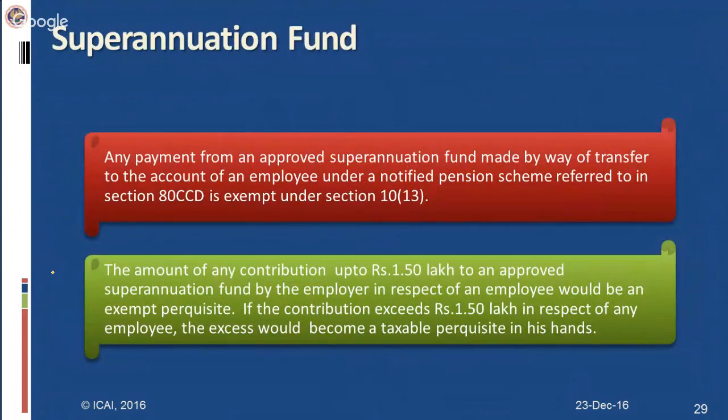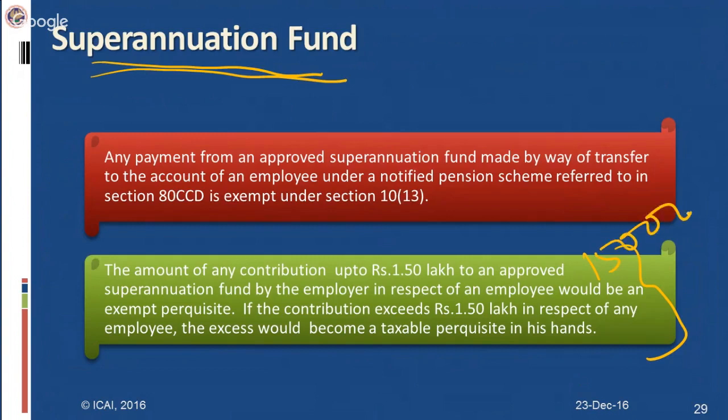Now, what will happen in case of superannuation fund? First, let us see this. Where an employer contributes to the superannuation fund, what will be the tax treatment on behalf of the employee? Employees don't make any contribution to superannuation fund. When an employer makes contribution to a superannuation fund, it is a perquisite. But up to 1,50,000, it is an exempt perquisite. 1,50,000 per employee, up to 1,50,000 per employee. It will not be taxed in the hands of the employee.